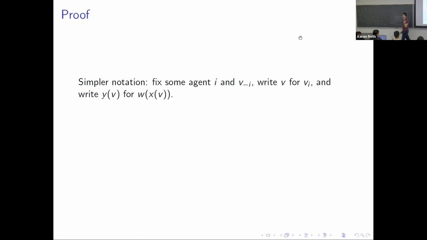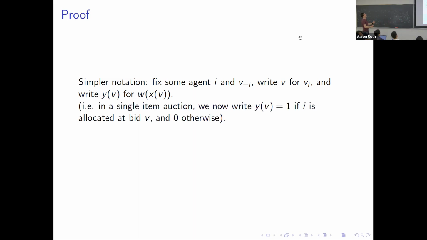Okay, and I'll think of this just as a function of bidder i's bid, fixing everything else. It's just, what is bidder i's relative value, according to their public value summarization function, when they bid b? Just for example, in a single item auction, fixing what everyone else bids, y of v is just 1 if bidder i wins the auction, and it's 0 otherwise. So this is just simpler notation for the thing we're going to need to be talking about during this argument. Does that make sense?